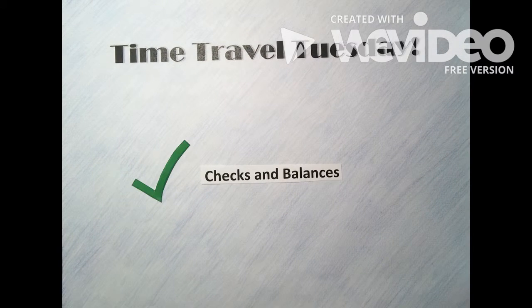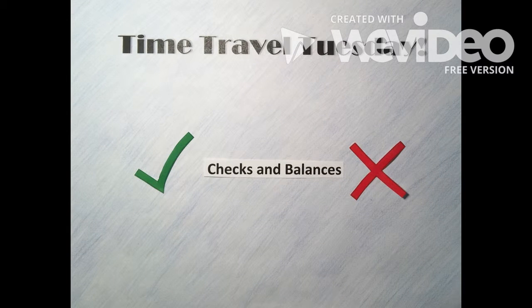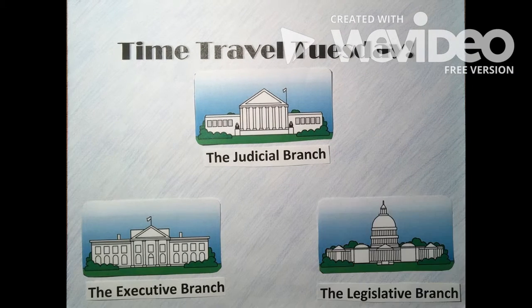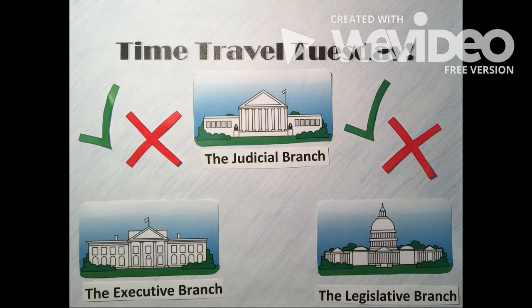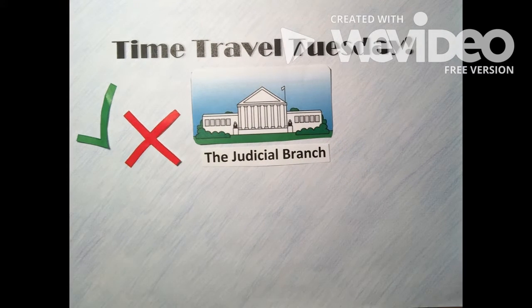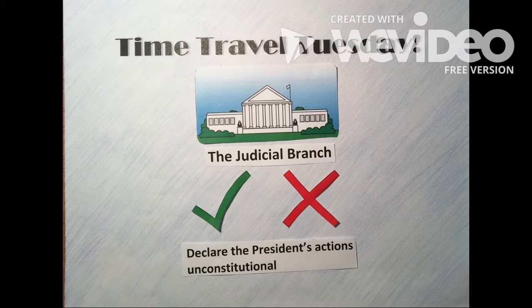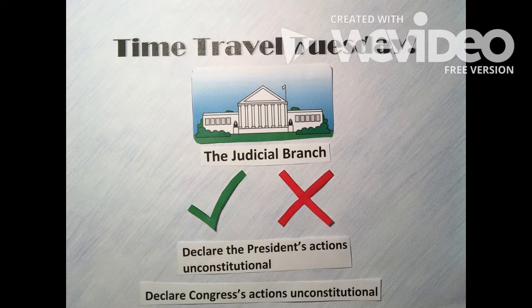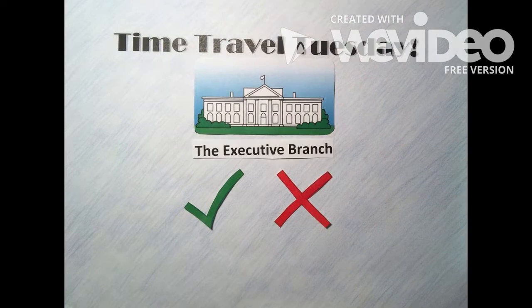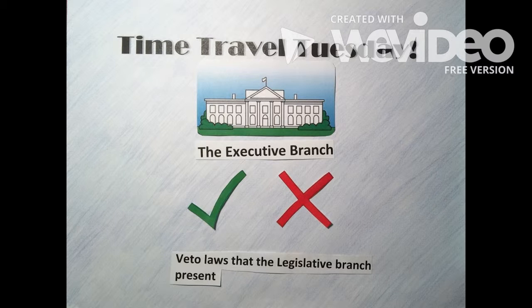In order to prevent one branch from becoming too powerful, James Madison and his colleagues decided to create the checks and balance system. For this to work, every branch has certain jobs that enable them to examine another branch's behavior. The judicial branch is able to check the executive branch by declaring the president's acts unconstitutional. They can also check the legislative branch by declaring Congress's acts unconstitutional. The executive branch is able to check the legislative branch by vetoing laws that they present. To veto means that the president will not sign the law through.